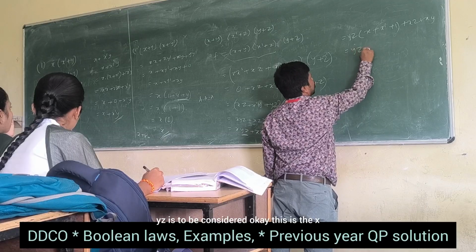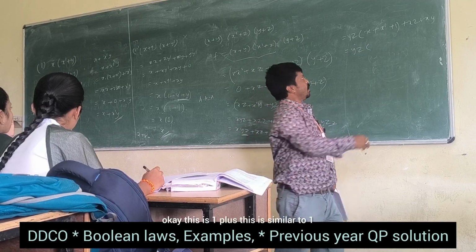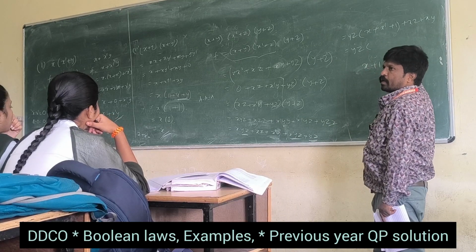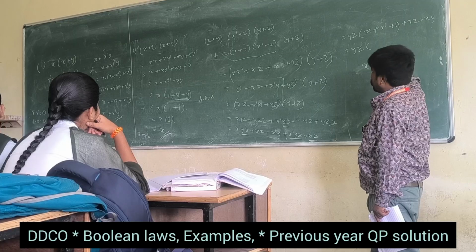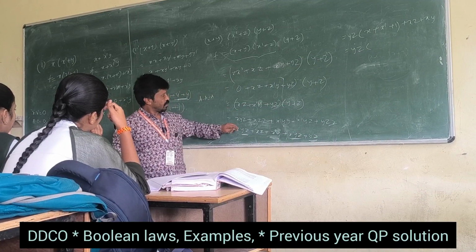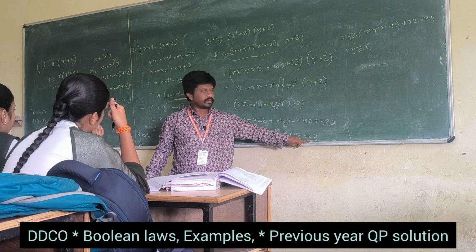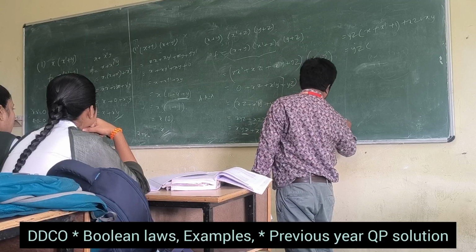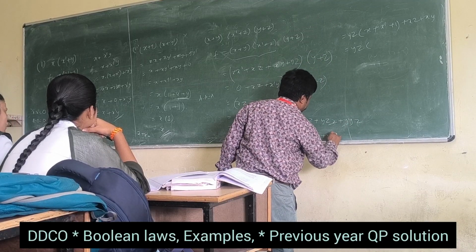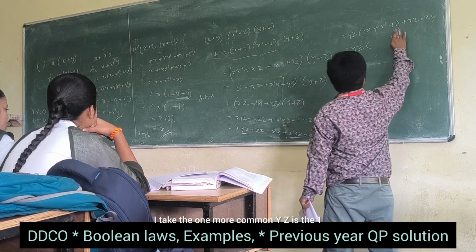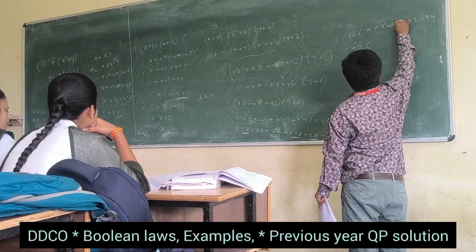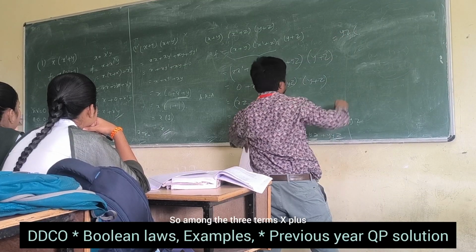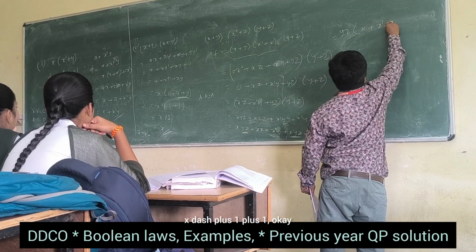yz is to be considered. This is x plus x dash, which is 1, similar to 1 plus x, and x plus 1 equals what? x plus 1 is 1. Then yyz is there, and I keep yz here. Take one more common yz, with 1 plus 1. yz would be common among the three terms: x plus x dash plus 1 plus 1.